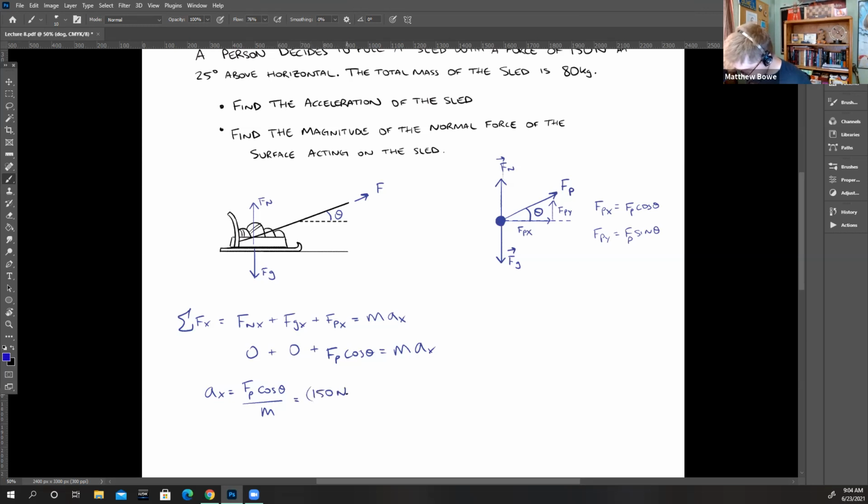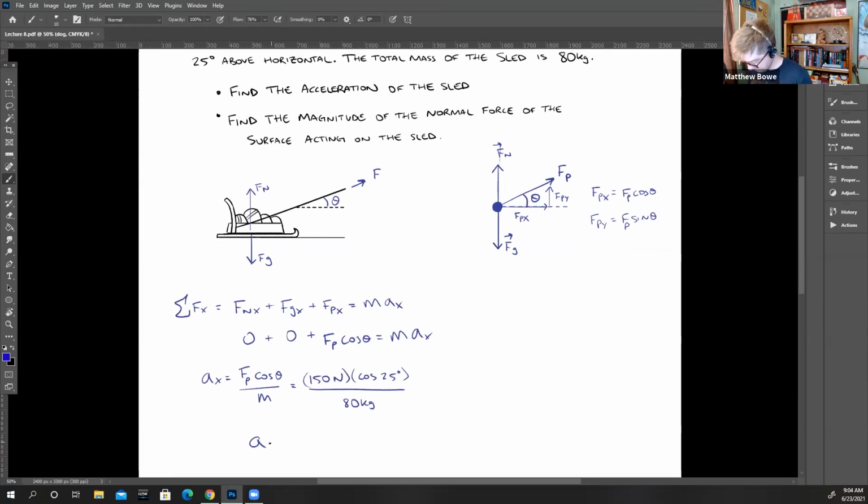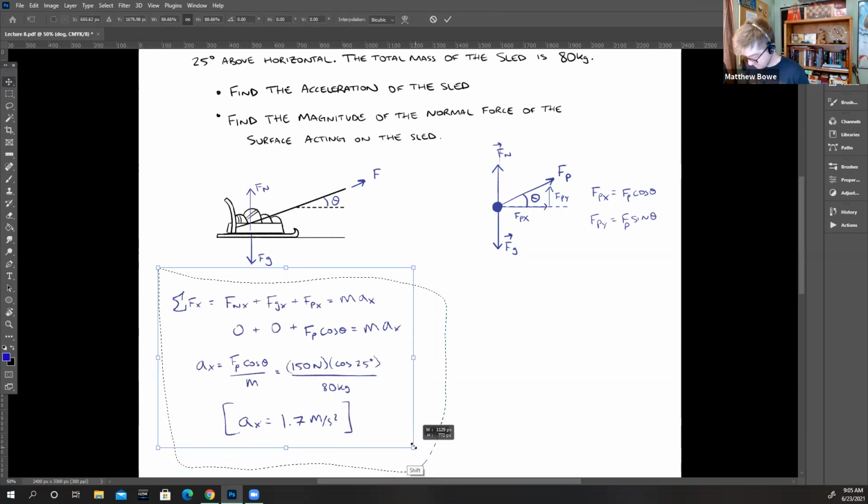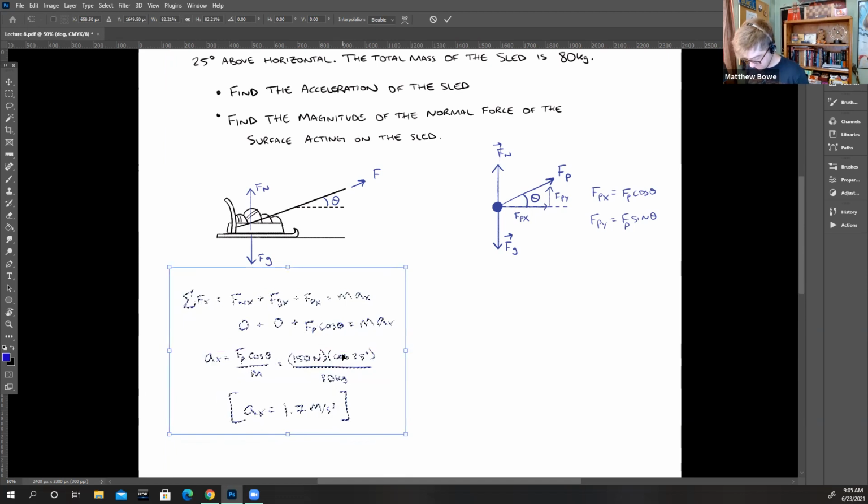is equal to 150 newtons times cosine of 25 degrees over 80 kilograms. We end up getting a horizontal acceleration of 1.7 meters per second squared. Okay, this is a bit too large. I'm going to have to shrink it a bit. Right there.